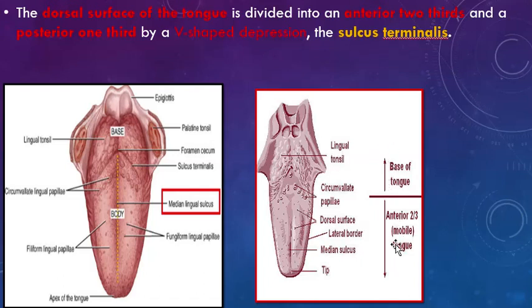The anterior and posterior areas are separated by a V-shaped depression called the sulcus terminalis. In other words, the sulcus terminalis separates the base and the body of the tongue.